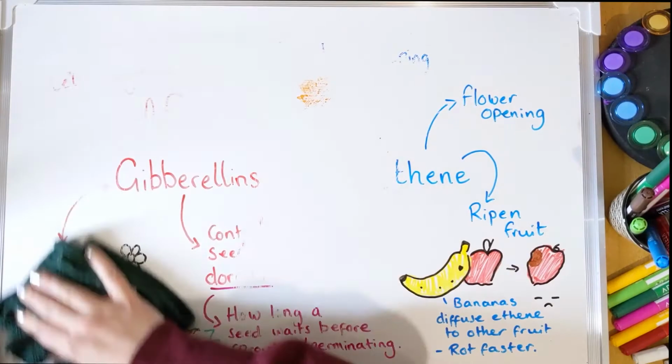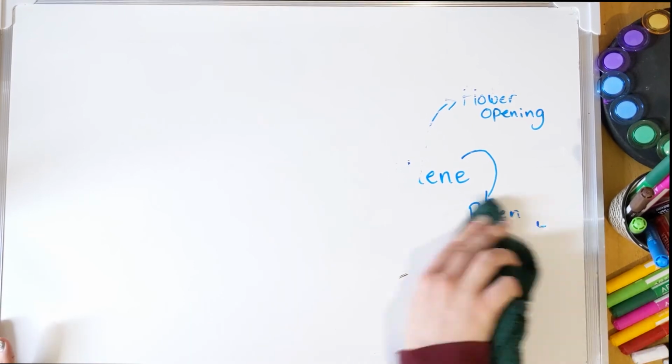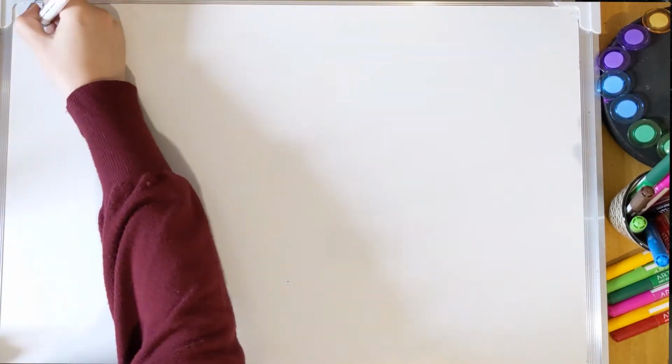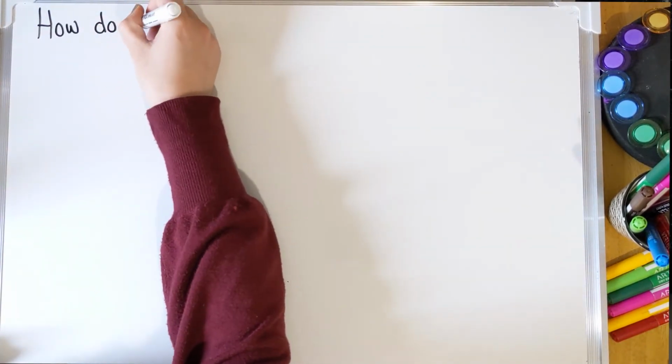Right, so that's gibberellins and ethene. Let's have a look at how all of these three hormones are used, especially in agriculture. Our first use of plant hormones is in something called selective weed killer.